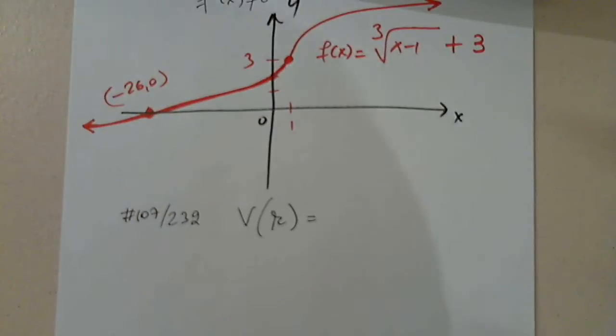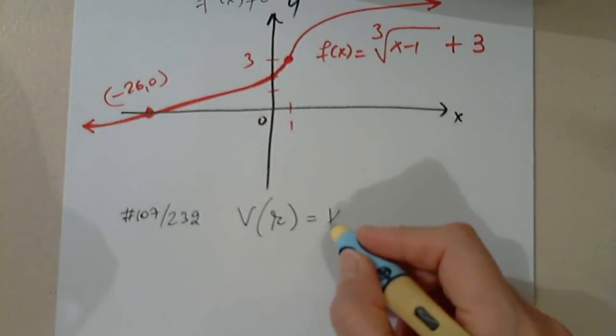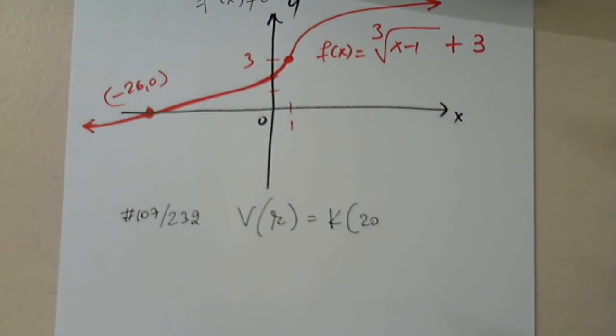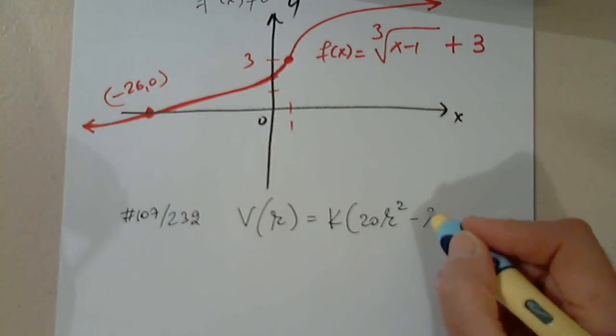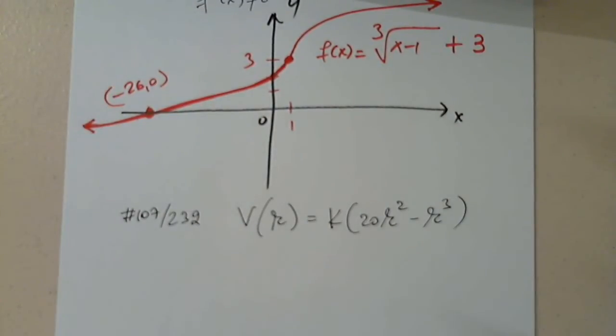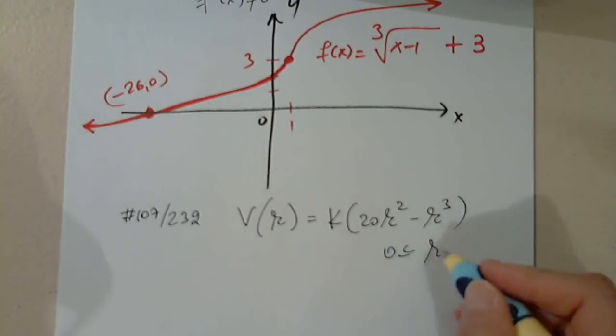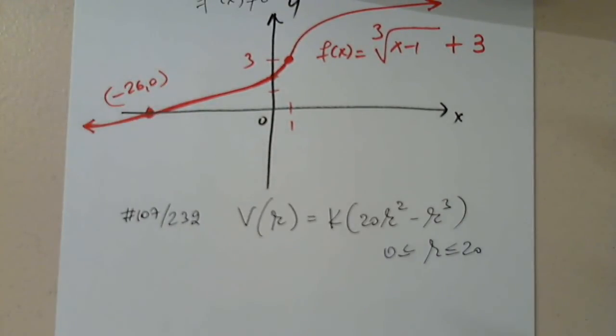Complicated, looks like. Okay, 20 r squared minus r cubed for r between 0 and 20, where k is some positive constant. For what size object is the maximum velocity required to remove the object? So find r that gives the maximum velocity. Very good.